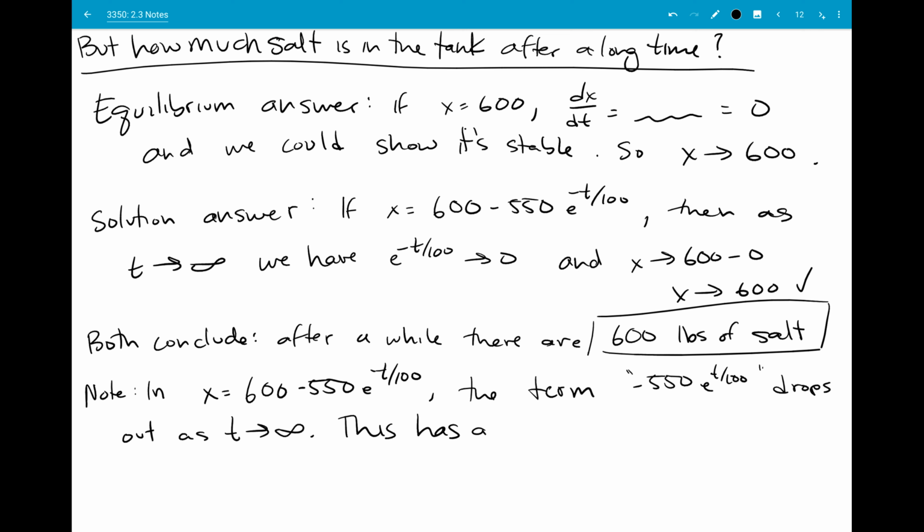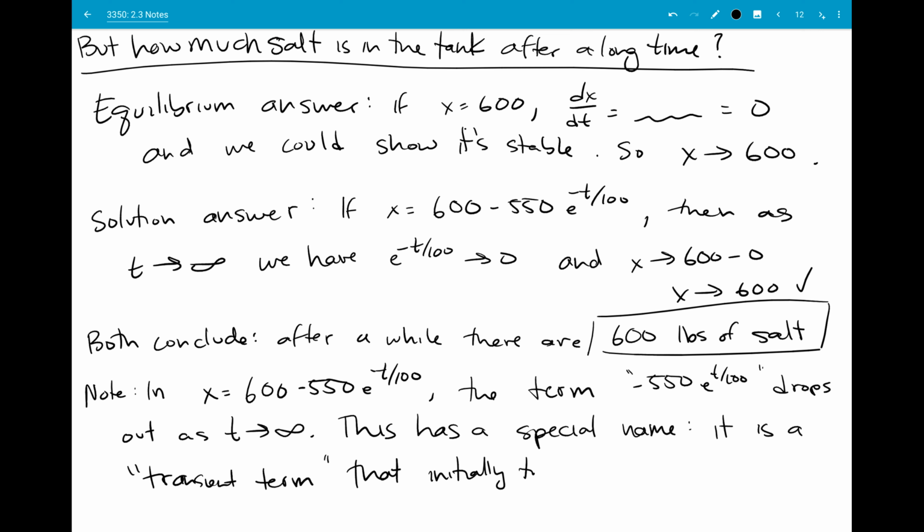This has a special name. It is a transient term, which just means it disappears as t goes on. And it sort of initially drives behavior. But then the solution tends towards the critical point, or the equilibrium value.